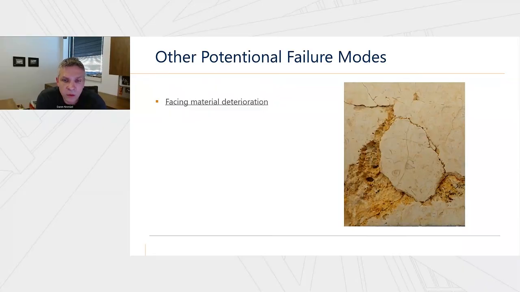So going through a list of some other potential failure modes, just briefly, one is the facing material itself, making sure that it is suitable for the intended application, whether it's freeze-thaw climate or whatever, just making sure it's appropriate. That can result in spalling distress, aesthetic distress, but also affect the bond at the backup if that distress occurs at the back surface.